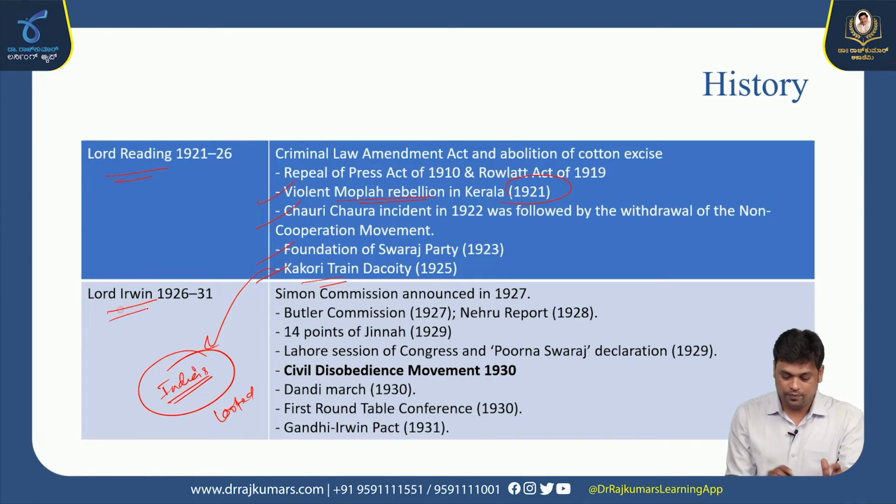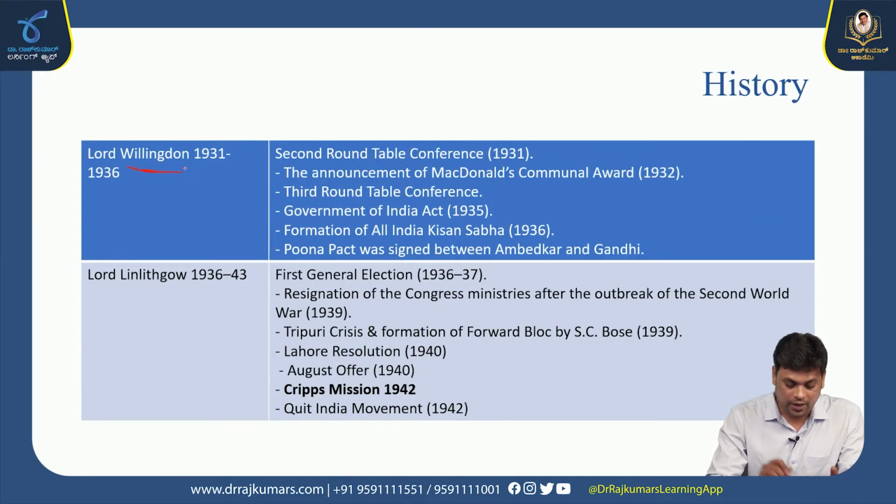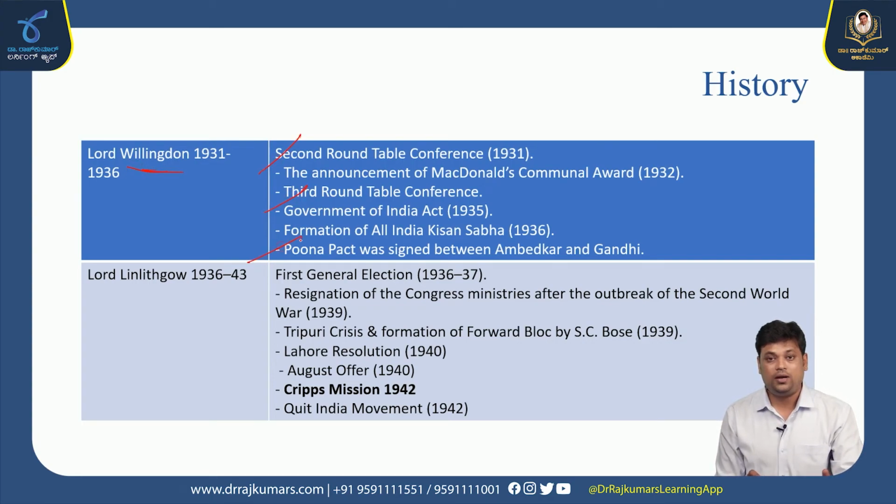Lord Irwin, civil disobedience movement, Dandi March, Gandhi-Irwin Pact, first round table conference. Note all these points because you will mostly get questions from this area. And Lord Willingdon, the second and third round table conferences, the Poona Pact signed between Dr. B.R. Ambedkar and Mahatma Gandhi, and the formation of the All India Kisan Sabha for the farmer community.